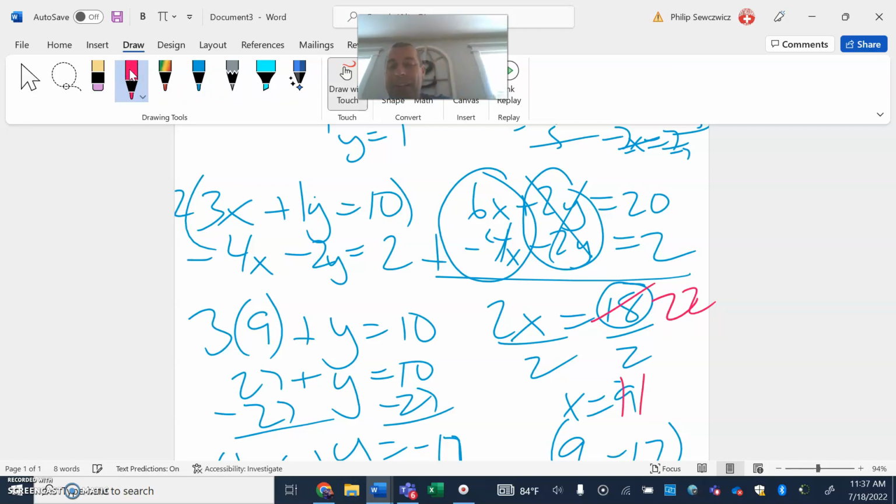So now when I plug it in, I can plug in my 11. There's my 33. I can subtract my 33 over. And then 10 minus 33, that's a negative 23. So now I got my official answer of the ordered pair 11, comma, negative 23.